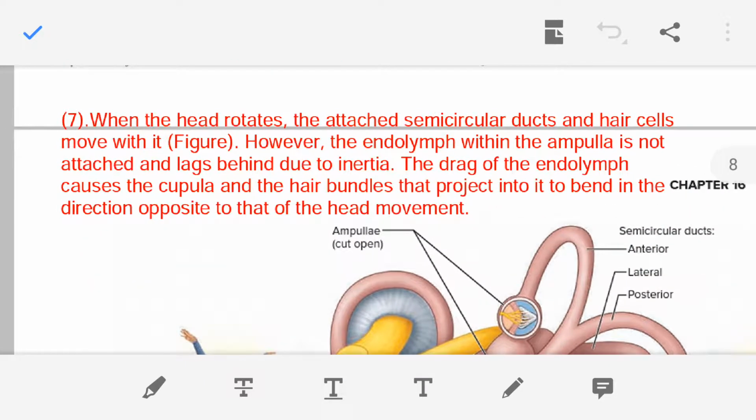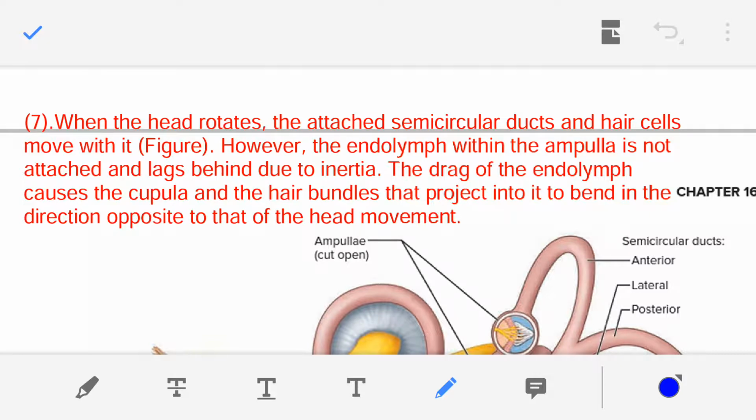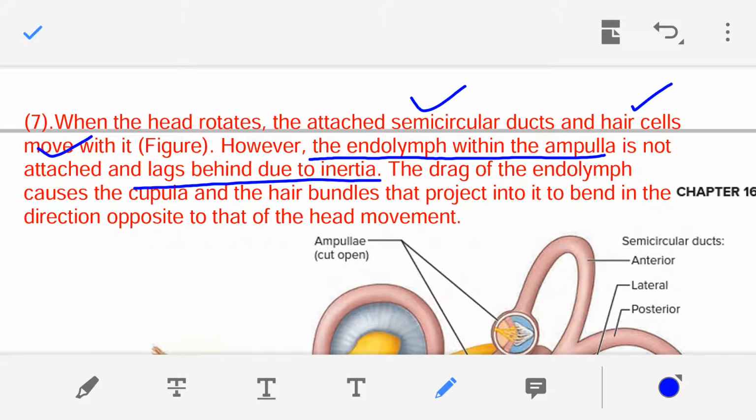Now when our head rotates, the attached semicircular duct and hair cells move with it. So when our head is rotating, along with our head the semicircular duct and hair cells are also moving. However, the endolymph within the ampulla is not attached. So endolymph is a free fluid, and this endolymph lags behind due to inertia.